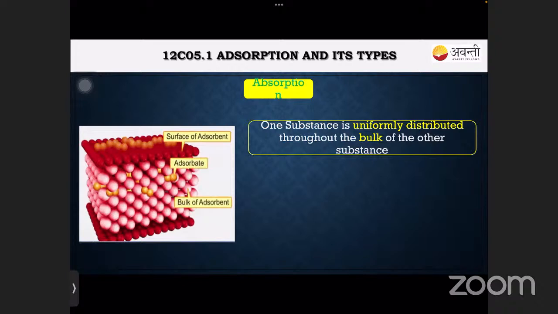That is, one substance is uniformly distributed throughout the bulk of another substance. Now you can see the diagram and the animation here. We are giving some absorbate so that it goes inside the surface of the absorbent and is uniformly distributed everywhere inside the bulk like this. You're getting the point? This uniform distribution is called absorption. Whatever we have given goes inside the bulk and distributes uniformly inside it. Okay, remember that.